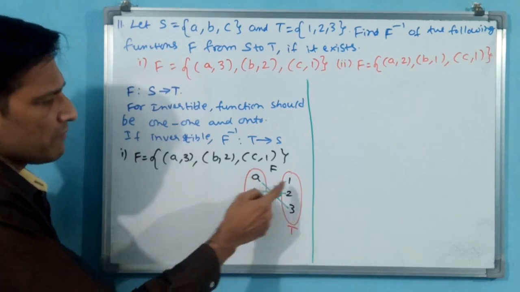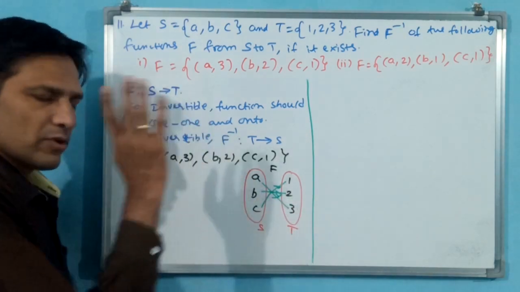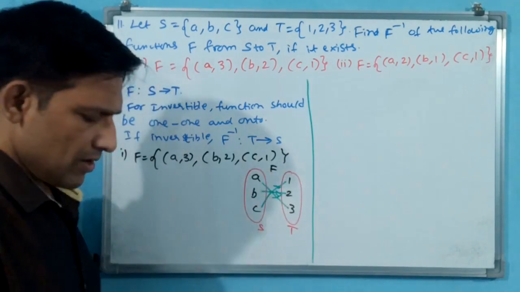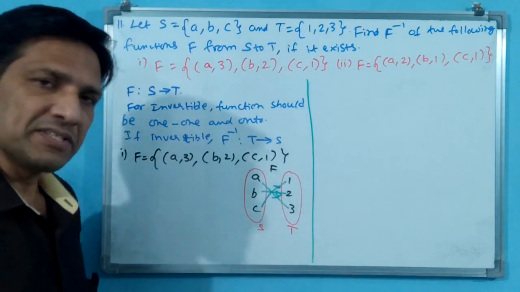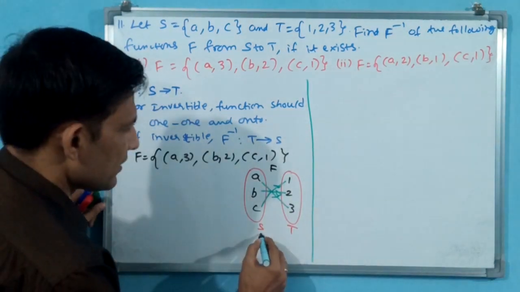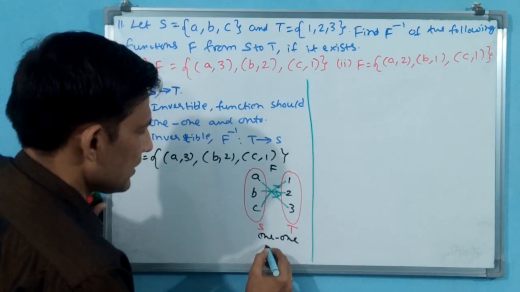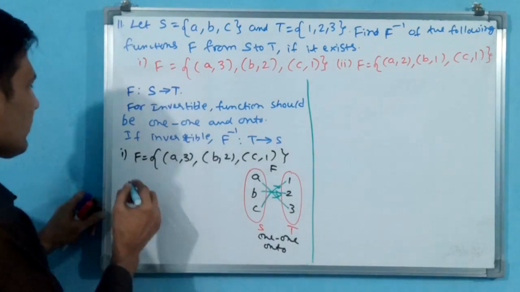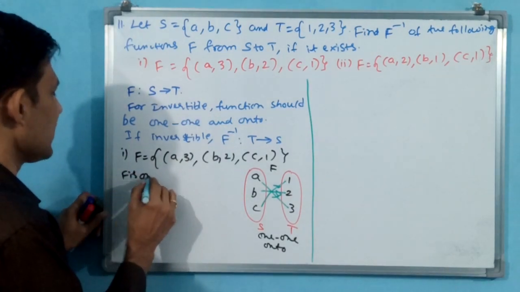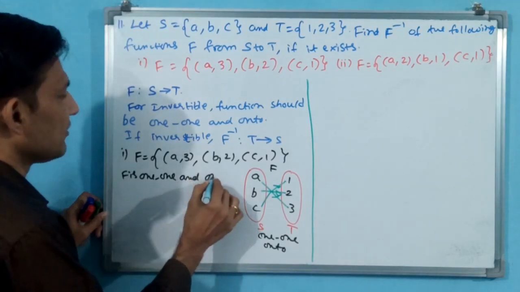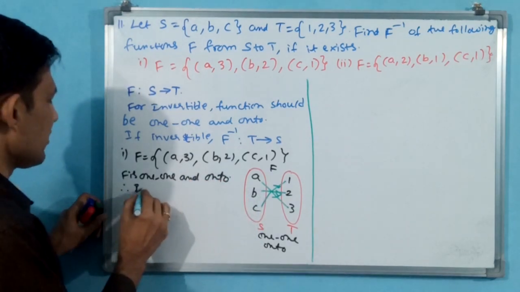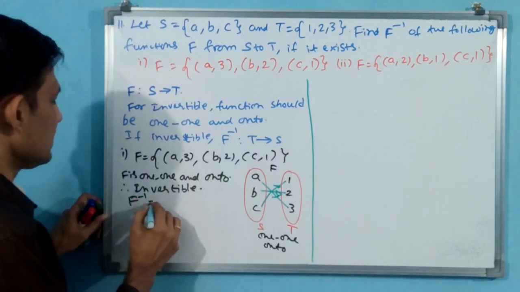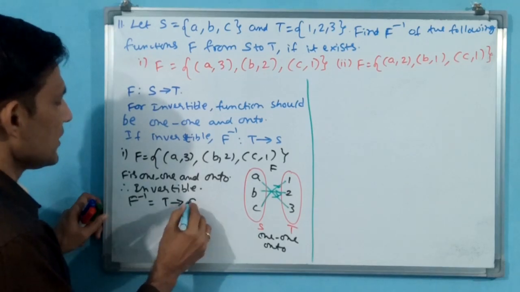Now you tell me, is this 1-1? Yes, 1-1. 3 has only one pre-image, 1 has only one pre-image, 2 has only one pre-image. That is why this is 1-1. Onto, yes, onto also. Why? Because all have been occupied here. Domain, codomain and range are equal. You write like this: 1-1 and onto. Because this is 1-1 and onto, F is 1-1 and onto. Therefore invertible. F inverse is T to S.